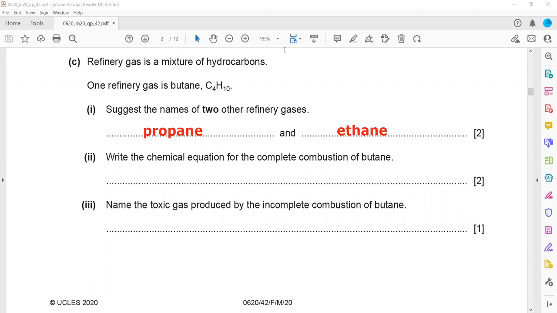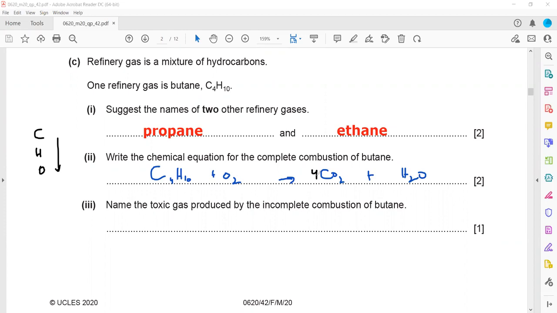Write a chemical equation for the complete combustion of butane. If we burn butane, C4H10, completely, it produces carbon dioxide and water. Whenever it is a complete combustion, we have to balance the equation. For a combustion equation, start with carbon, followed by hydrogen, and at the last, oxygen.